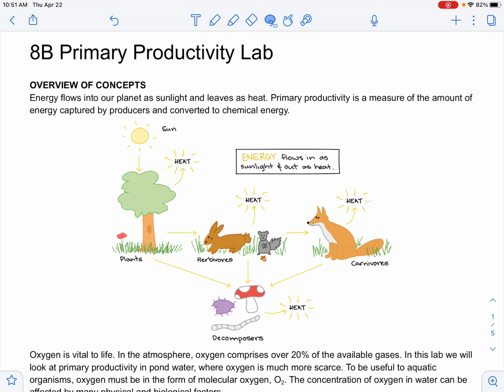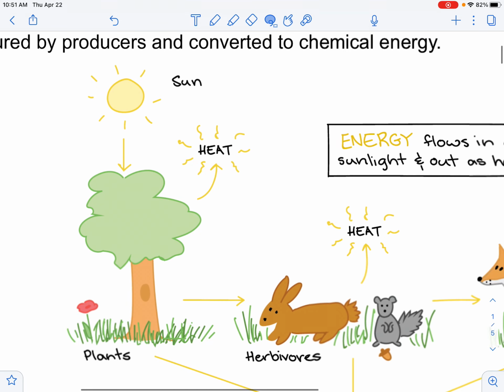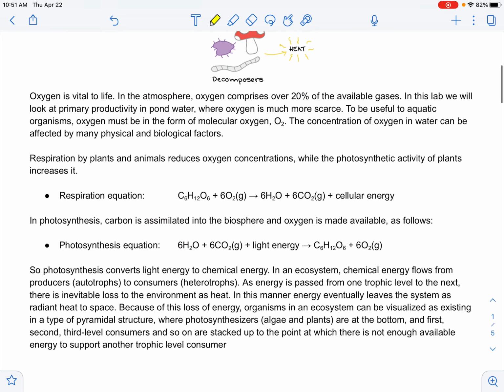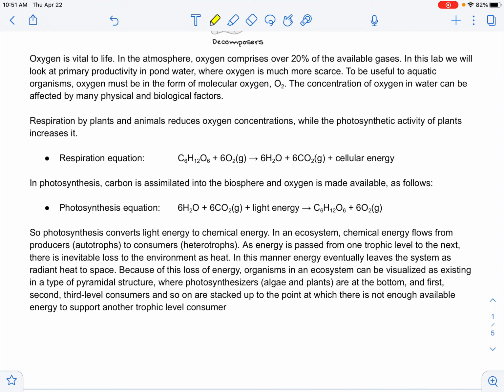Again, just showing the idea that energy from the sun is getting converted to chemical energy by plants, and that every step along the way, heat is being lost to the environment as energy moves from one trophic level to the next, to the herbivores and the carnivores, the primary and secondary consumers, and then as those things die and decompose and so on. So it goes through the photosynthesis and respiration equations again. We're looking at oxygen, and of course oxygen is a byproduct of photosynthesis, but it's also a reactant of respiration.